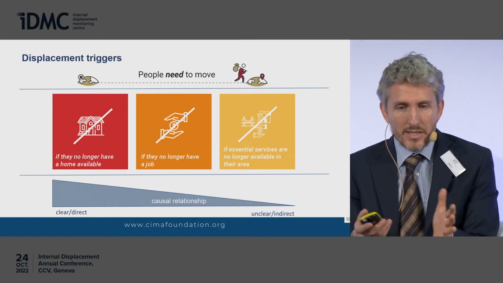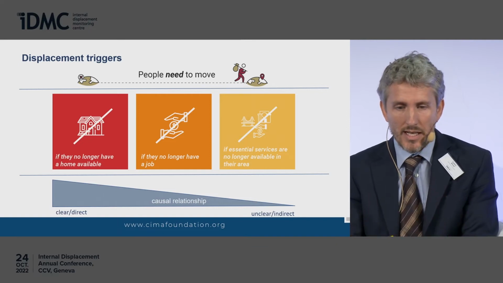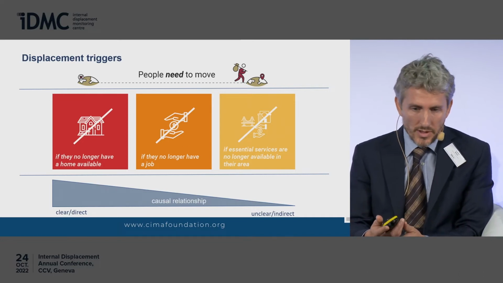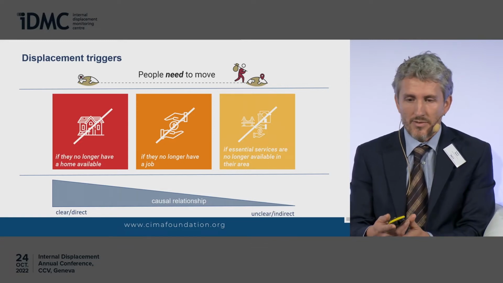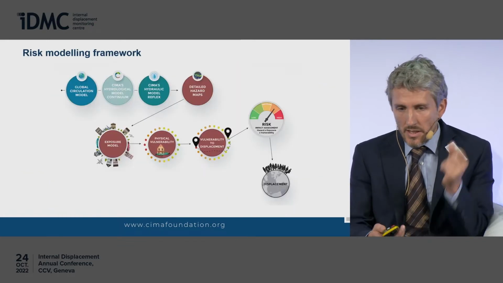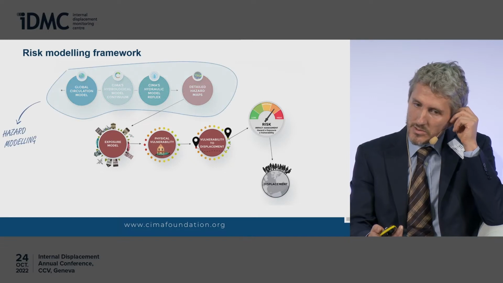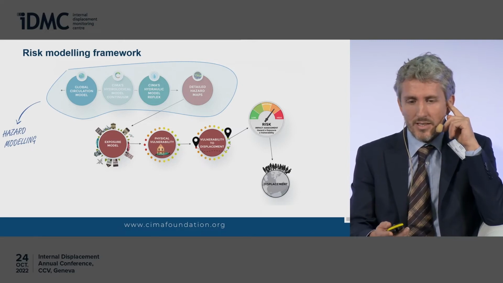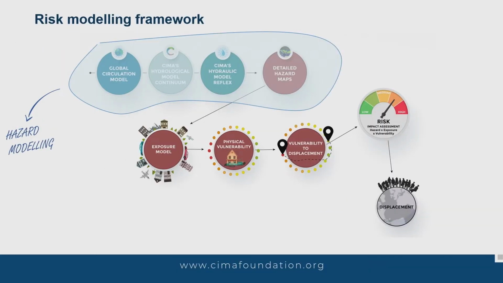So these are the three main triggers that we have analyzed. People need to move when they no longer have a home available, or if they lose their job, or if essential services are no longer available in their area. To do that, we need a modeling framework that considers the hazard modeling, and this is quite standard, I would say. I wouldn't say that it is easy, but it is quite standard. From global circulation and climate models, we use this input to elaborate data on discharges with a fully distributed hydrological model, and a propagation model for the inundation map. So in the end, we get a sense of what could be the inundation map in the territory.